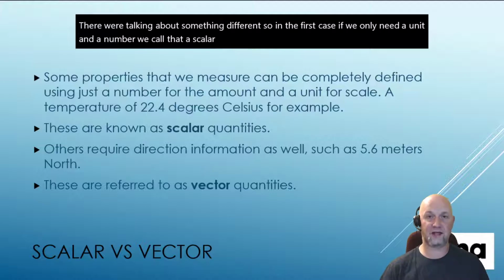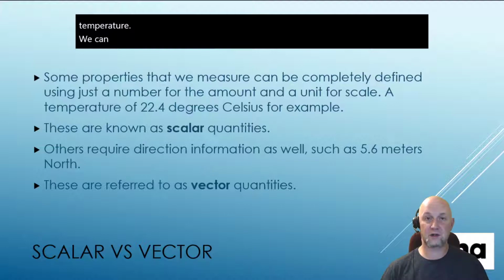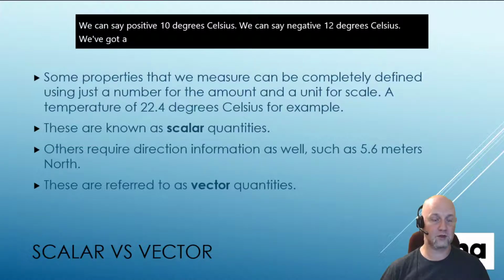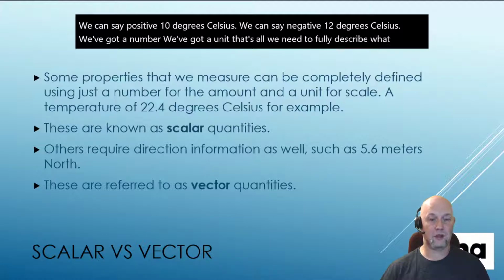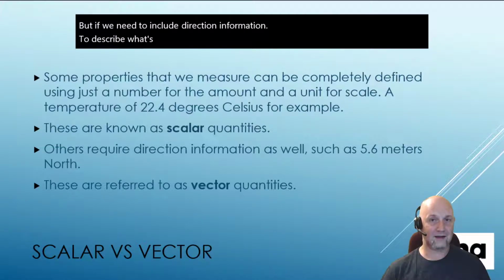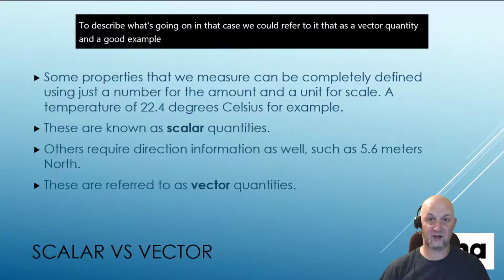A good example of that is temperature. We can say positive 10 degrees Celsius. We can say negative 12 degrees Celsius. We've got a number. We've got a unit. That's all we need to fully describe what we're trying to talk about. But if we need to include direction information to describe what's going on, in that case, we could refer to that as a vector quantity. And a good example of a vector quantity is the idea of a position.